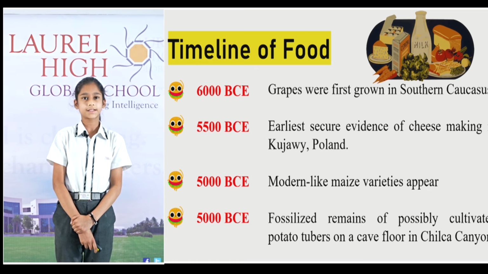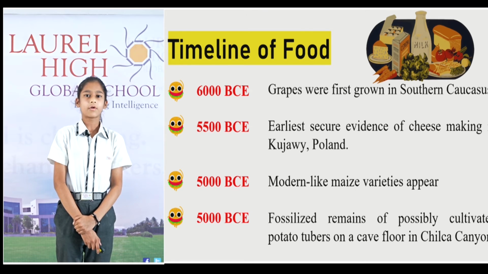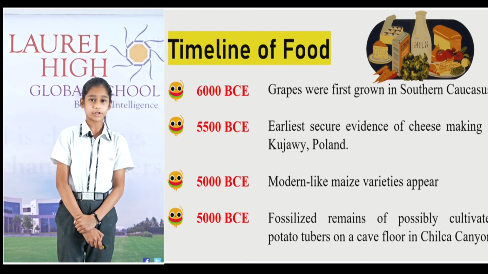Timeline of food. 6000 BC, grapes were first grown in southern Caucasus. 5500 BC, earliest secure evidence of cheese making in Kuzbe, Poland. 5000 BC, modern-like maize varieties appear. 5000 BC, potatoes were cultivated.